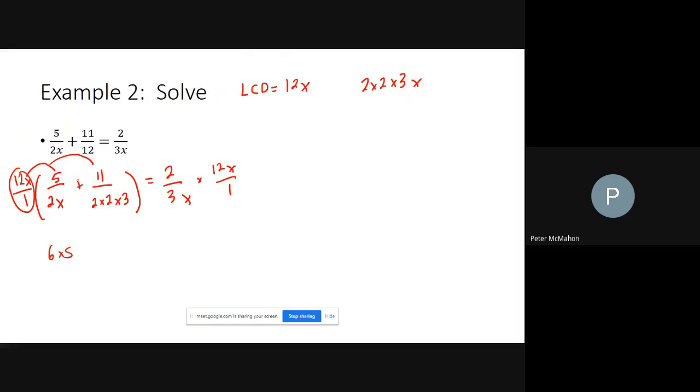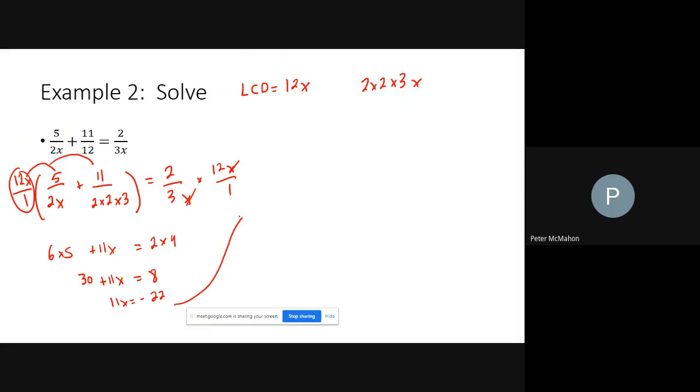When I do this term over here, well, 2 times 2 times 3 is 12. Cancel those 12. So we're left with just the x. So it's going to be plus 11x. And here, the x's cancel out. 12 over 3 is 4. And it's 2 times 4. So we get 11. No, sorry, it's 6 times 5, not 6 plus 5. So this is 30 plus 11x equals 8. Subtract 30.